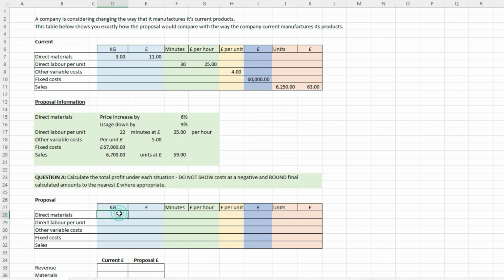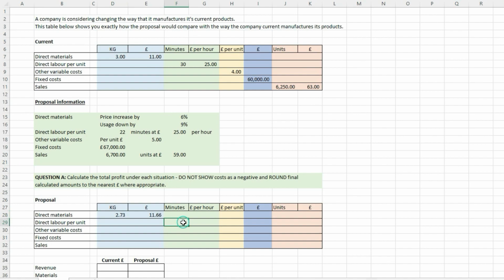So if direct materials have increased in price, then we want to increase this £11 by 1.06. So that's going to give us £11.66. Now with the kg, we're told that usage is actually down by 9%. So we want to take this 3 and times it by 0.91. And that's going to give us 2.73.